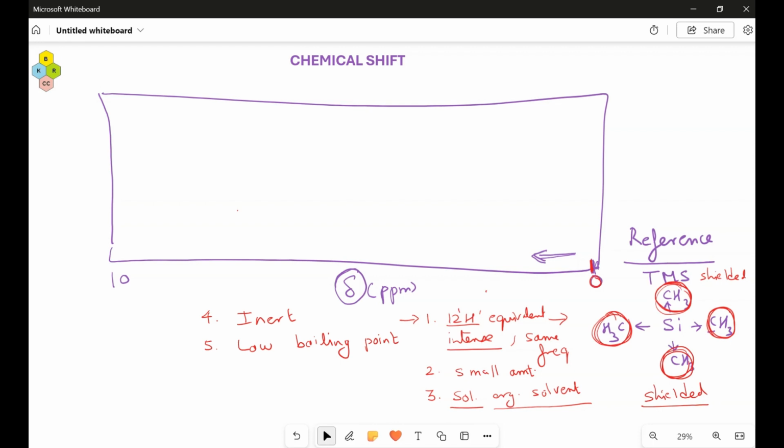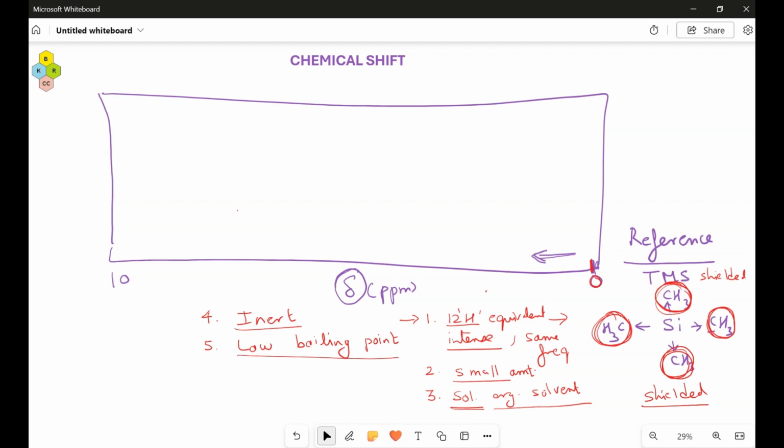So there are many advantages of TMS which make it the best reference for NMR. There are 12 equivalent hydrogens, so it gives a very intense signal. Since the signal is intense, a small amount is enough, and it is soluble in most organic solvents. It is inert, so it will not react with the organic compounds. Since it's low boiling, it can be easily evaporated and the sample can be retrieved. All these advantages make TMS the best reference for proton and carbon NMR.